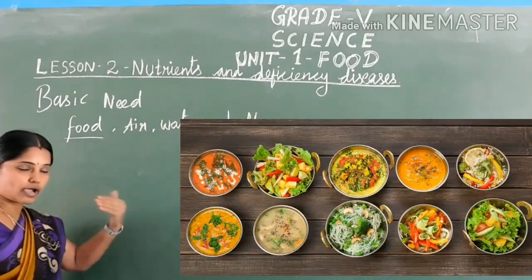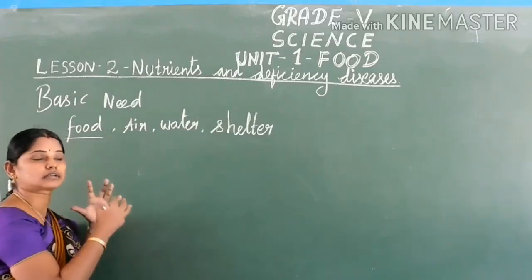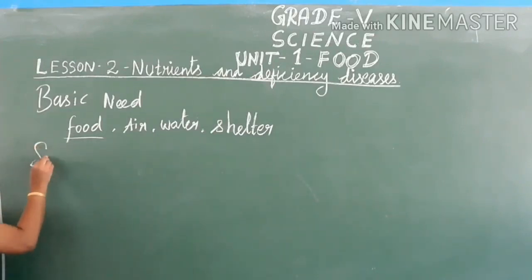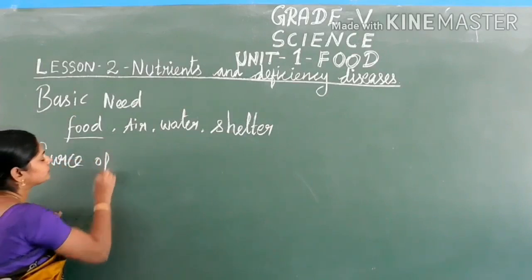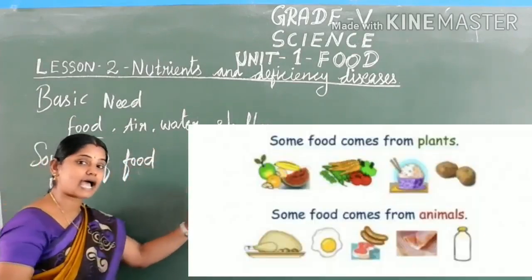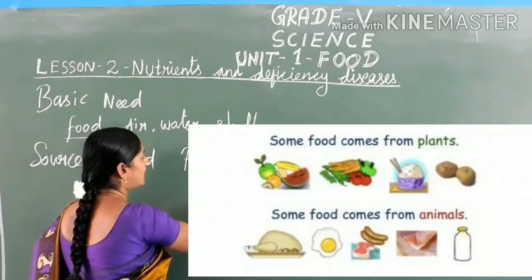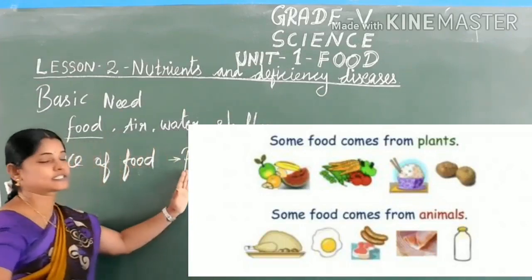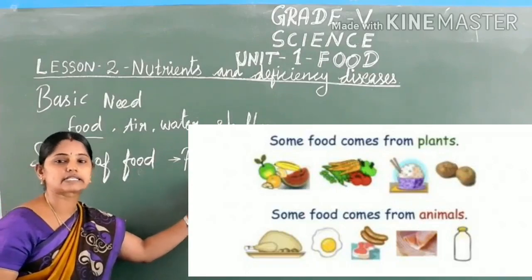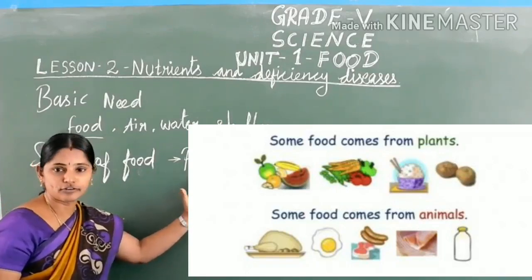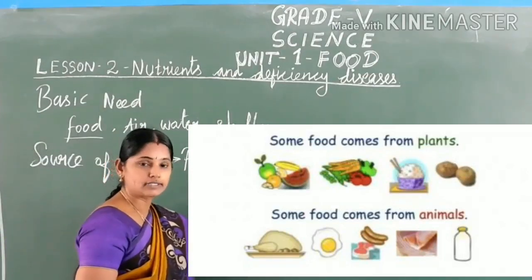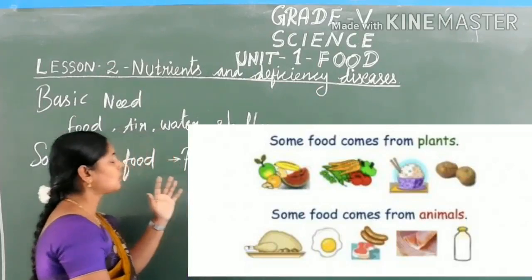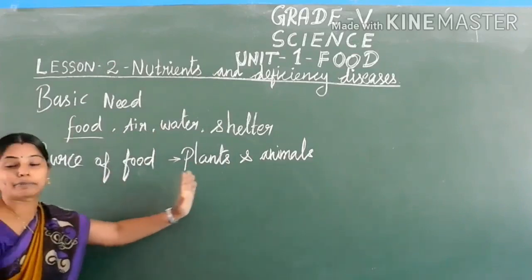Coming to the point, for humans, what kind of food are we taking? What is the source of food? From where are we getting food? We get food from plants and animals. We get some food from plants and some food from animals. What food do we get from plants? Spinaches, all fruits and vegetables, pulses, grains, isn't it? So many foods we get from plants. And from animals, ghee, milk, egg, meat, fish, all these things. So we are getting food from both plants and animals.